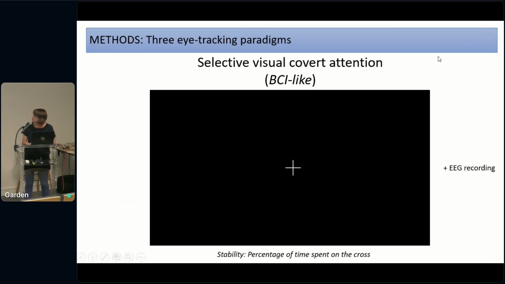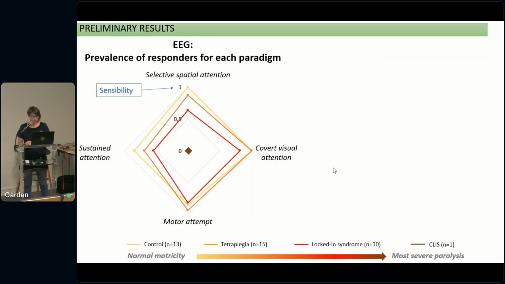Here, it's a more cognitively complex paradigm. The subject has to focus on the cross, has to fix the cross, sorry, and to focus on the lateral side and to count the different ellipses appearing only on one side. So it's a selective spatial attention, and it's close to what we do in auditory BCI. And we record the EEG also during this task.